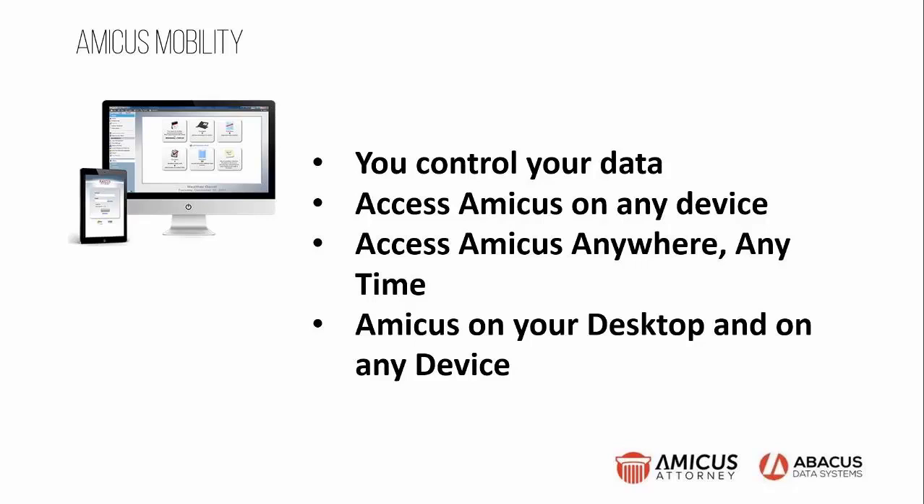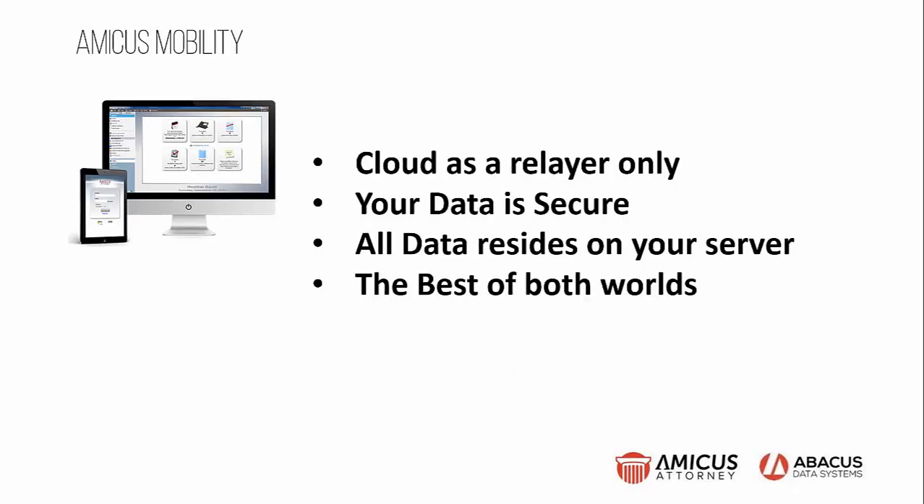managed by you. Now, Amicus uses a cloud server as a relayer, and the service that does this is called Amicus Anywhere. Now, all of your data is secure. There is never any data in the cloud or on any device. It resides on your server, and that gives you the best of both worlds. You have the mobility of a cloud solution and the security and power of the world's leading desktop solution. And what that means is that all of your documents, every document in Amicus, is available on your iPad or Android tablet, Surface tablet, secure, ready to view at the touch of a finger.